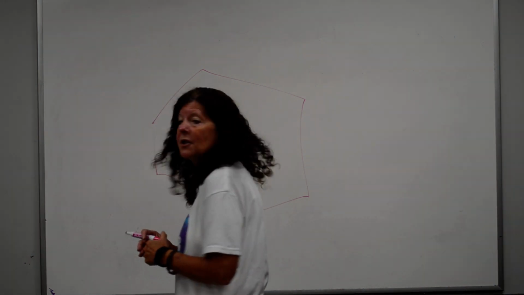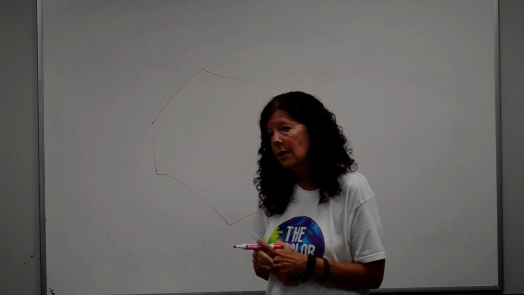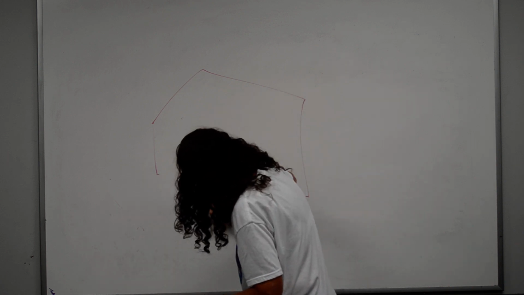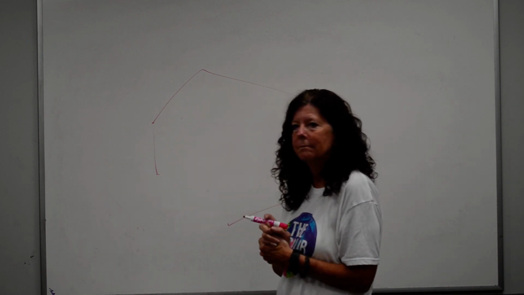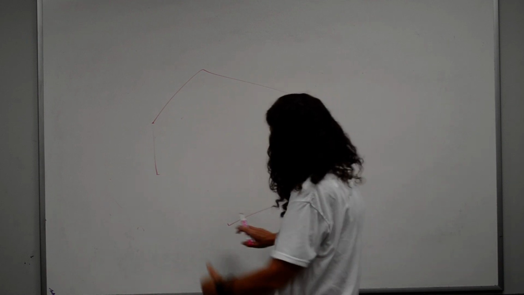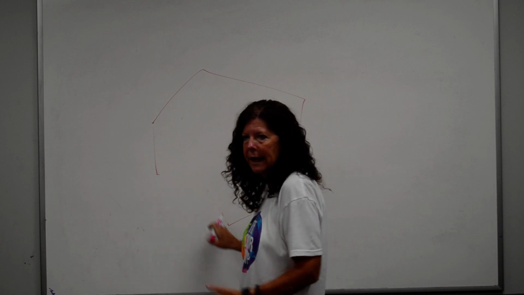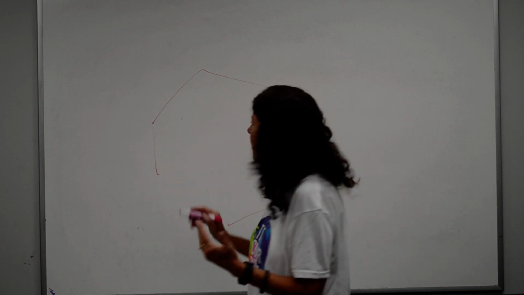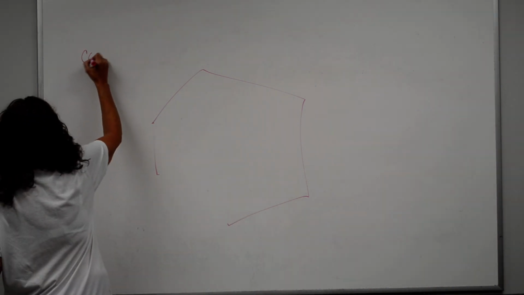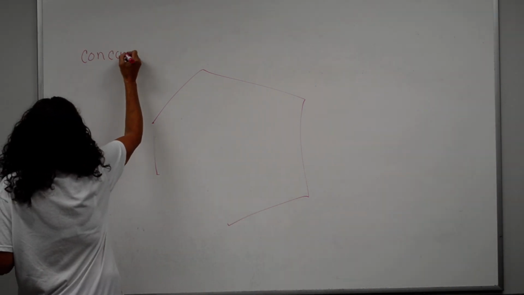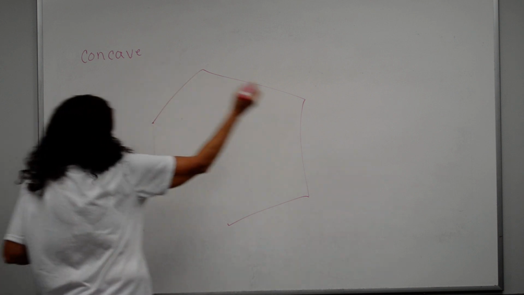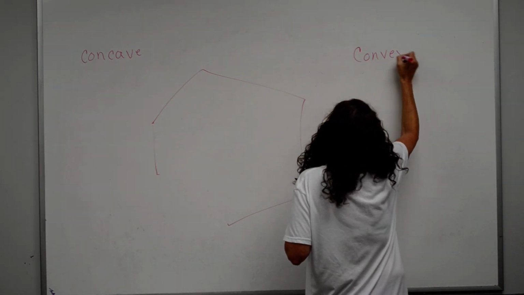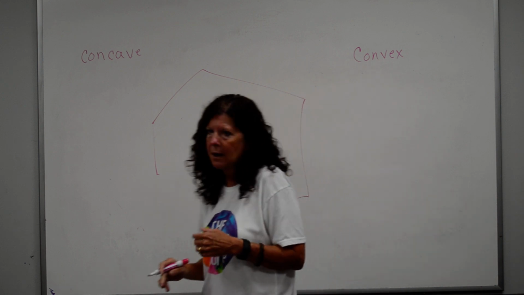You have 2 different types of polygons. Oh, it also has to be closed. So in other words, I can't just go, oh, there's a polygon. No, it's got to connect. It cannot have open spaces. But you have something called a concave polygon, and you have a convex polygon. 2 different types of polygons.